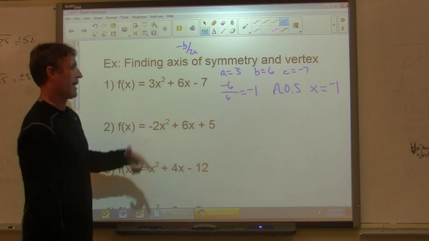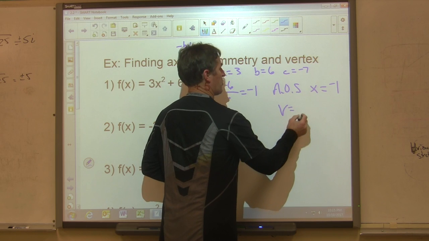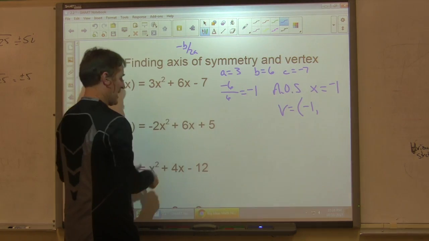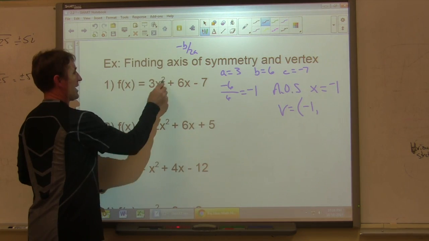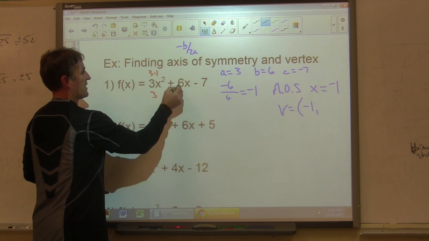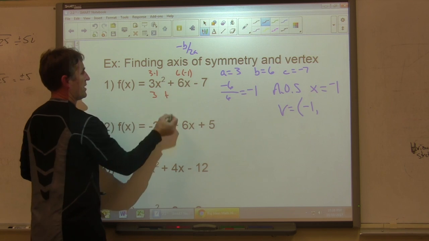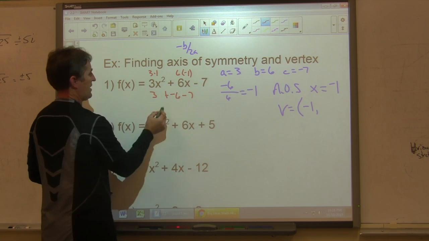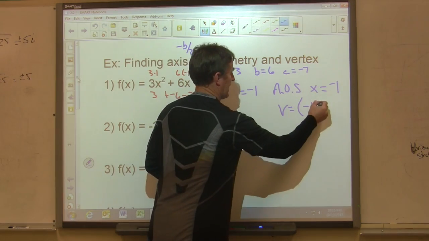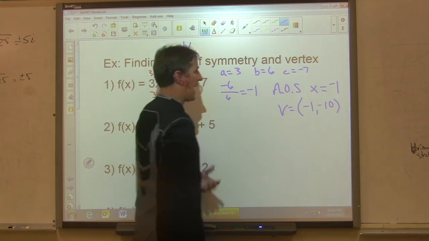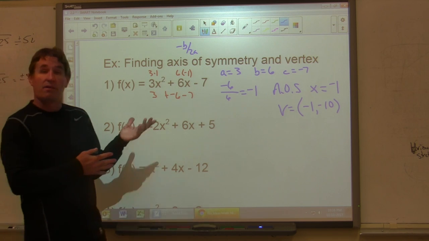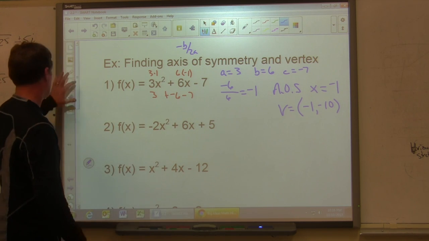Now we need to find the vertex. So remember, we know the x value is negative 1. And so now we just plug that negative 1 in. So negative 1 squared is 1, and 3 times 1 is 3, plus 6 times the negative 1. And so that would be negative 6 minus 7. So 3 plus negative 6 is negative 3, minus 7 is negative 10. And so now we have the vertex at negative 1, negative 10. And that's all you're doing to find the axis of symmetry and the vertex.